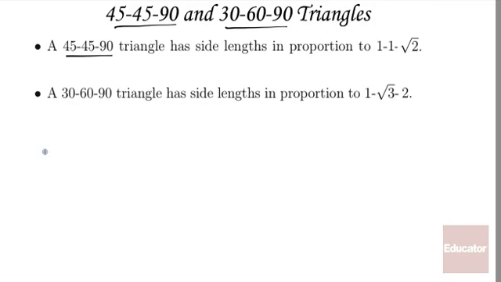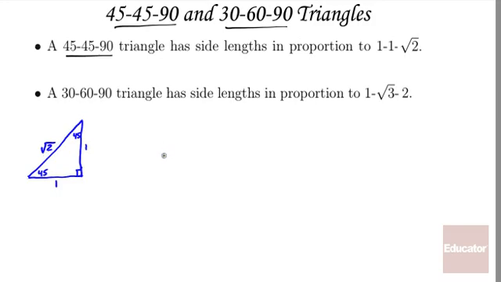I'll draw this in blue. So here's a 45-45-90 triangle, and I'm going to say that each side has length 1. And so if each of the short sides has length 1, by the Pythagorean theorem, we can figure out that the long side, the hypotenuse, would have length square root of 2.